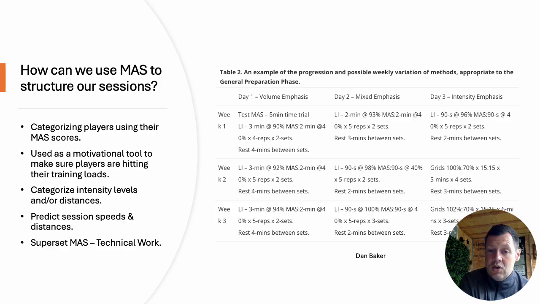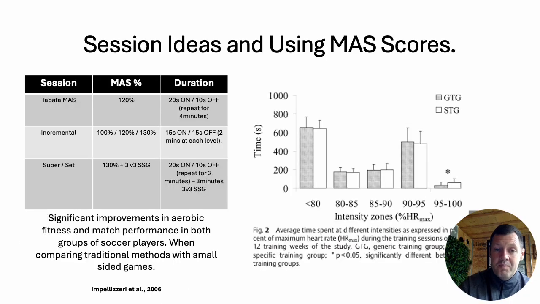Mixed emphasis, so lower intensity: 2 minutes at 93% MAS, 2 minutes at 40% MAS, times 5 reps, times 2 sets. These are just running, but again, you can superset running with maybe technical work or a small-sided game, depending on the intensity. And then there are different variations, and they use different percentages of MAS to evoke an adaptation ultimately.